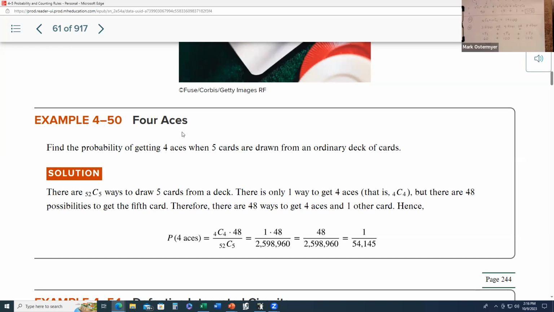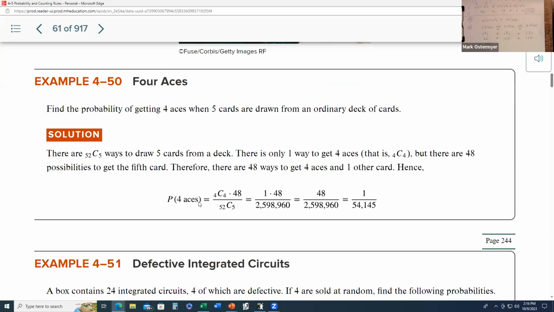Well, there's 48 other ways of making the 5th selection. So there's 48 different ways of getting 4 aces when we draw 5 cards from a deck of cards. We just divide 48 by the big number and we get the probability. You can see the probability is very small. They leave it as a fraction, which you can obviously see is very, very small. Okay.